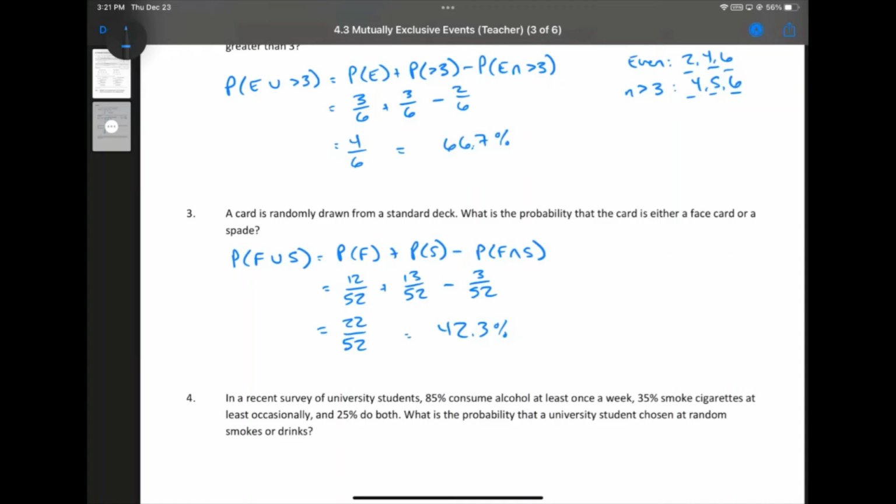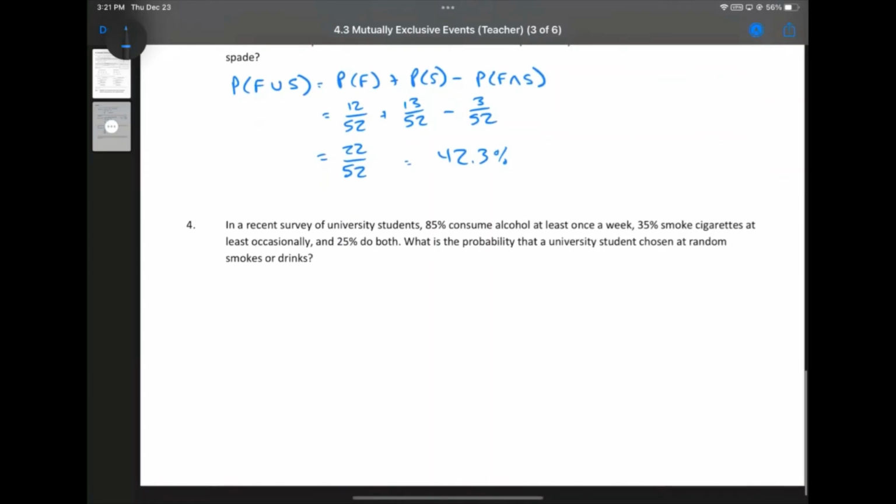Okay, let's try one more. In a recent survey of university students, 85% consume alcohol at least once per week, 35% smoke cigarettes at least occasionally, and 25% do both. This is a bit of a misnomer. I think it's about 99.9% of students consume alcohol at least once a week, possibly per day, and 35% smoking cigarettes seems actually maybe a little high. But either way, we're going to assume that those are correct and that 25% do both of those things.